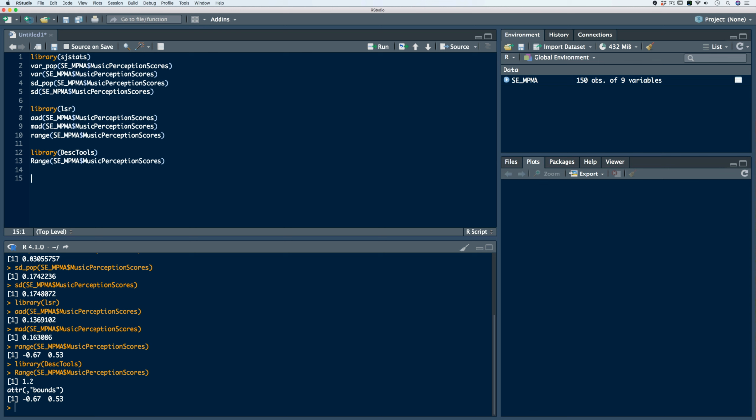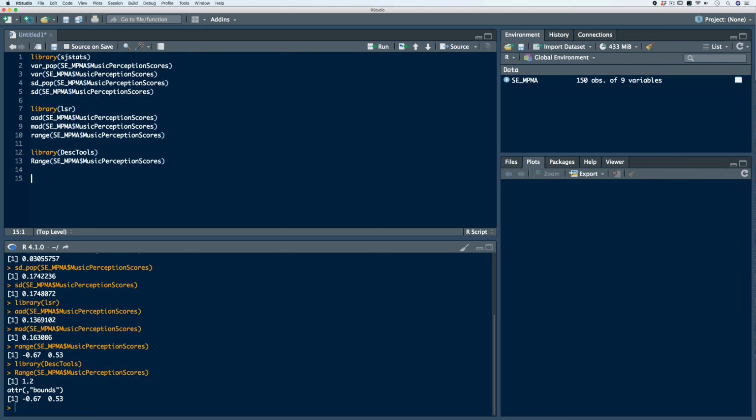Now the skewness of a distribution describes the symmetry of the distribution. And the expected value of skewness for a normal distribution is 0. The closer the value is to 0, the more representative it is of a normal distribution. A negative value indicates that the data are left skewed or negative skewed, and a positive value indicates that the data are right skewed or positive skewed.